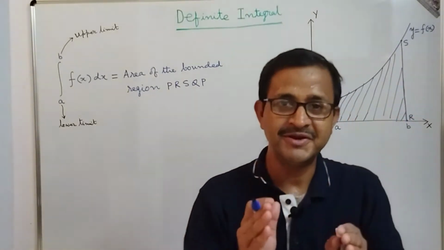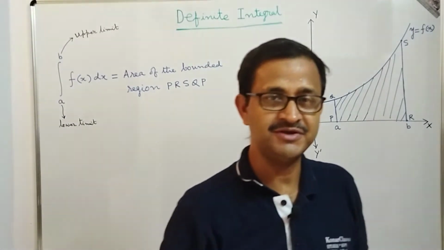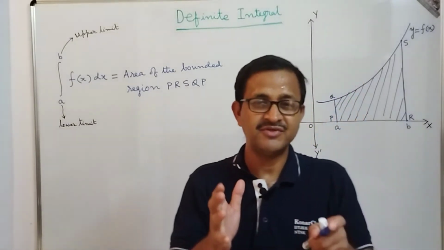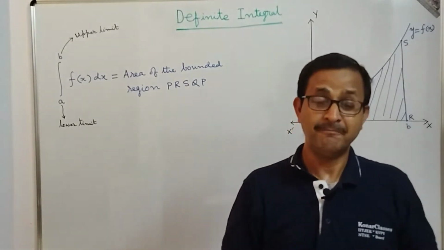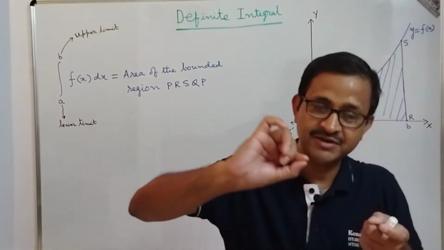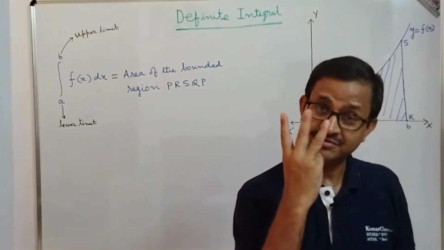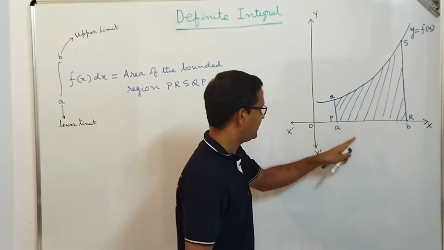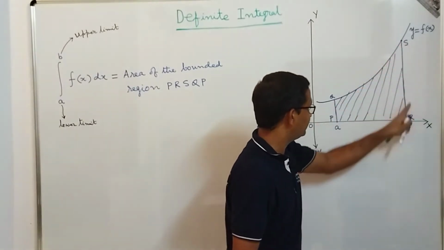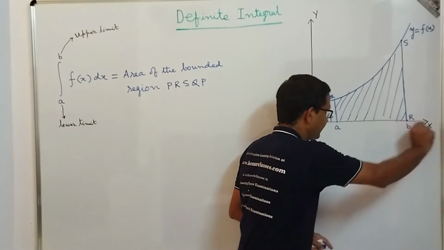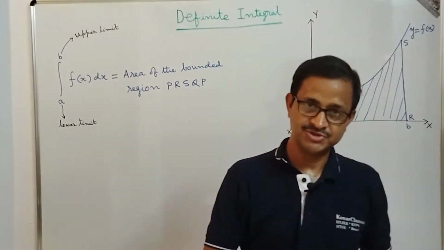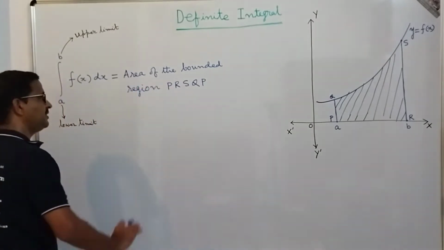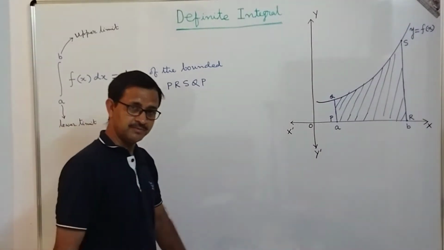So let me tell you once more, the value of the integration from a to b of f(x) dx is nothing but the area of the region bounded by one curve, that is y equal to f(x), and three straight lines. One straight line is x equal to a, another straight line is x equal to b, and the x-axis. So this is the way we can say it is the area of the bounded region PRSQP.